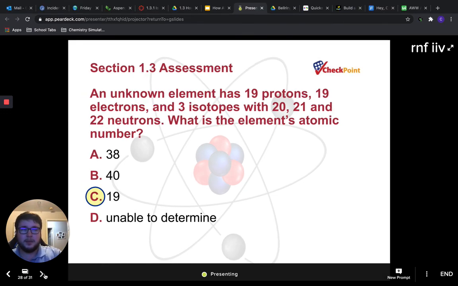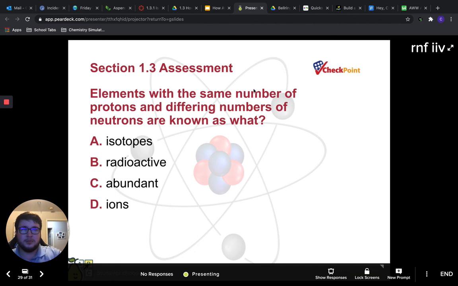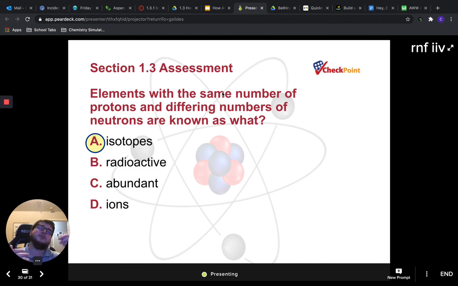Okay? Next, go ahead and answer this question. Elements with the same number of protons and differing number of neutrons are known as what? So pause, answer, come back. I'm going to give you the answer right now. All right, and then you should have said isotopes. So remember, it's like the example with the dogs. If you've got different breeds of dogs, then those are similar to having different versions of the same element, where you have elements with the same number of protons but different numbers of neutrons.